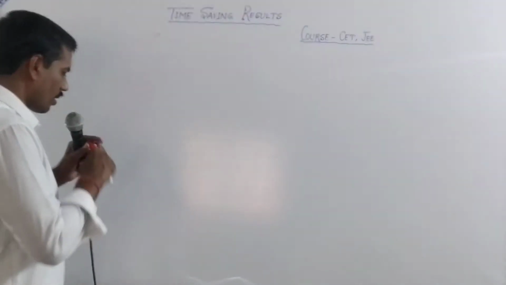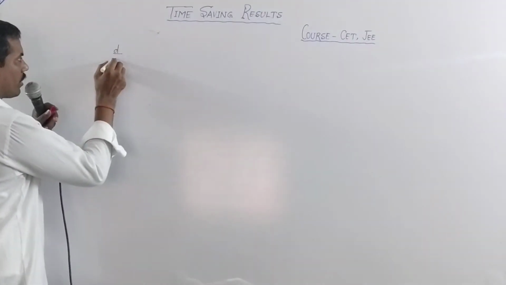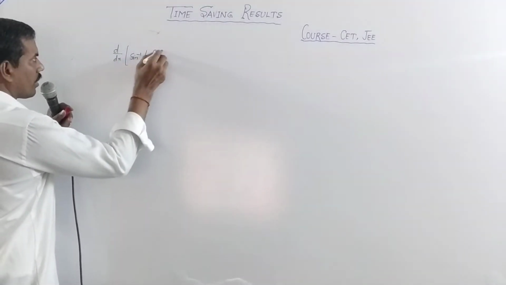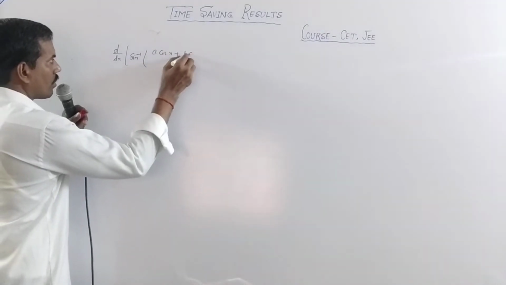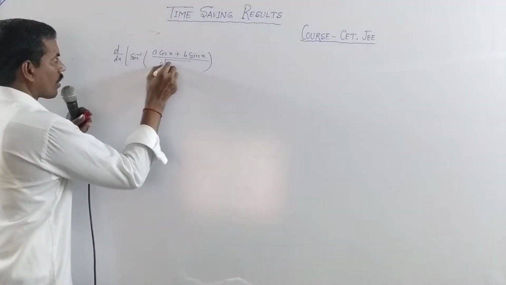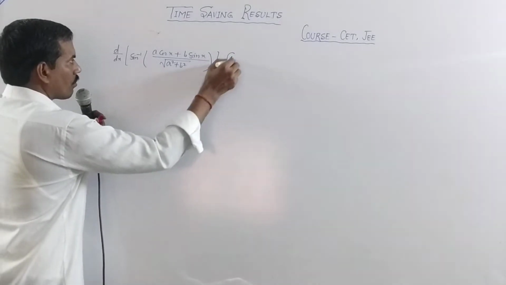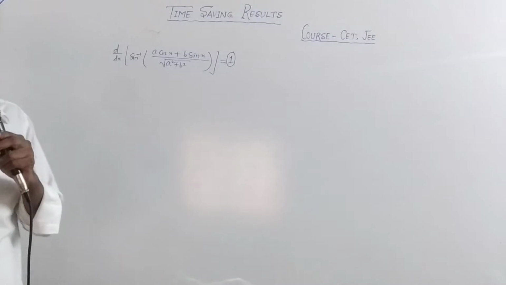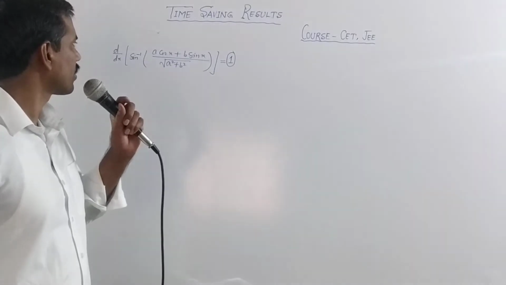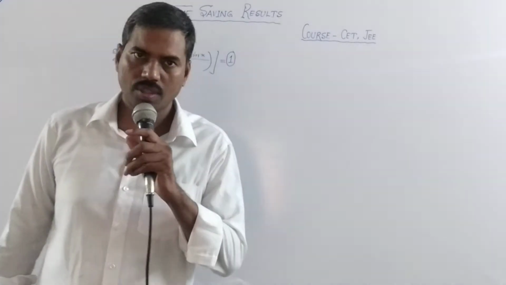Our next time saving result can be written as d by dx of sine inverse of (a cos x plus b sine x) whole divided by under root of a square plus b square is equal to 1. Okay, the derivative of sine inverse of (a cos x plus b sine x) divided by under root of a square plus b square is equal to 1.